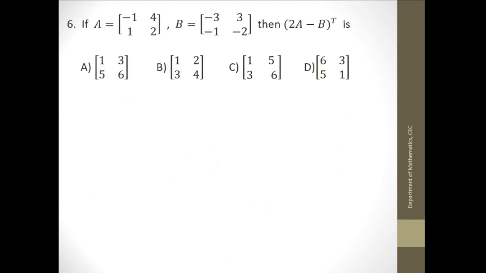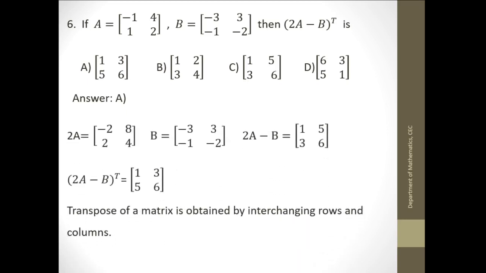Same logic here. First entry of 2A minus B: minus 1 into 2, that is minus 2, minus minus 3, that is plus 3. Minus 2 plus 3 is 1. First entry 1, there are 3 answers with the first entry 1, then go for the second entry, that is 4 into 2, 8, minus 3, 5. It's a transpose, so it becomes the element in the second row, first column. So the answer with 1, 5 in the first column, that is A. Therefore, A is the answer. So no need to simplify everything.